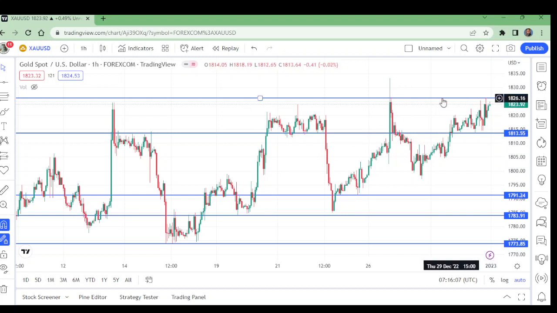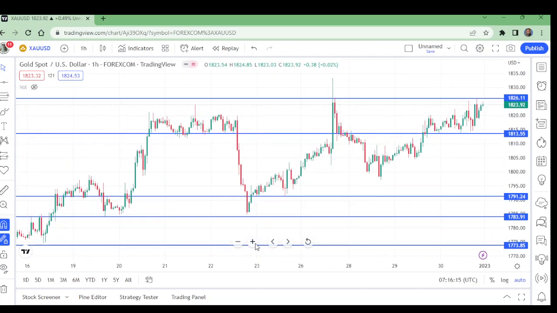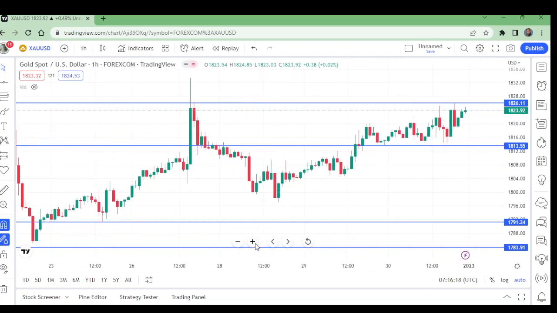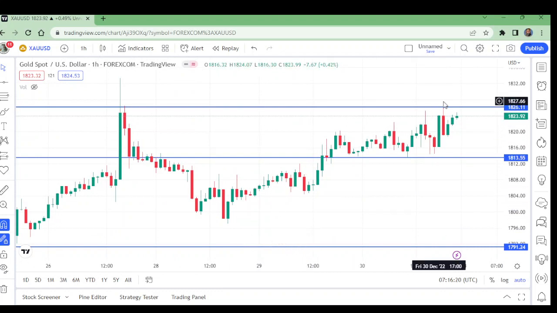Now this is the hourly rejection from here. Now let me zoom in. This setup is downward on the hourly time frame. Now watch this hour. This hour is not broken to the upward but retested. I need your focus. Please be focused.